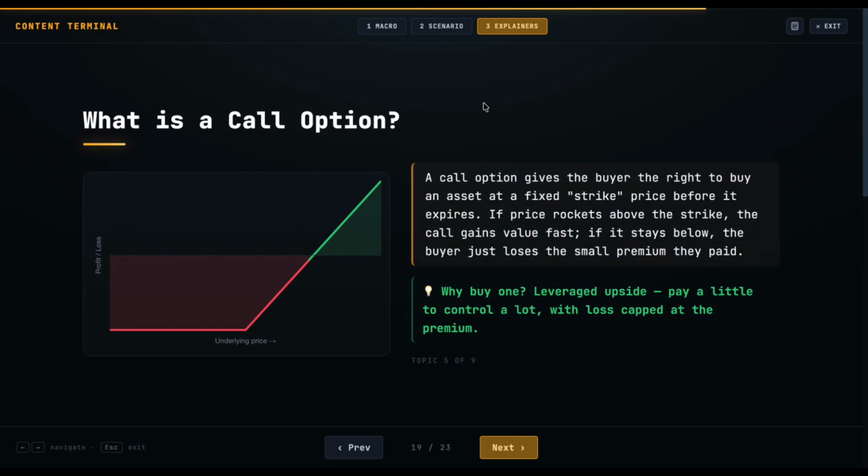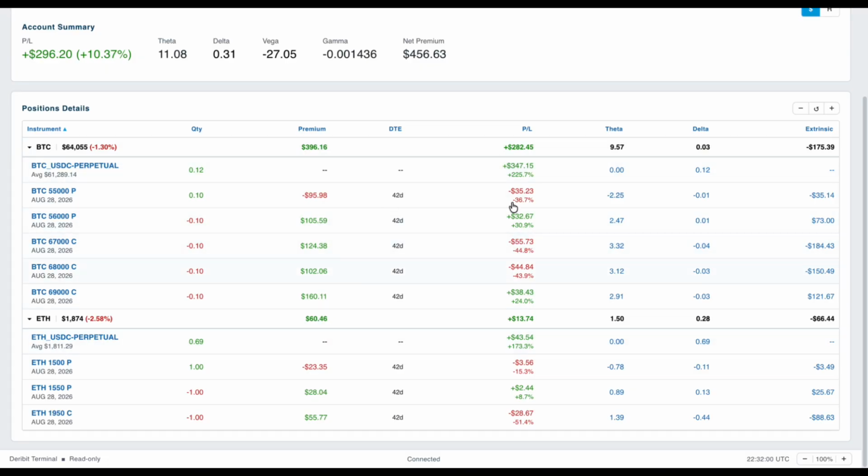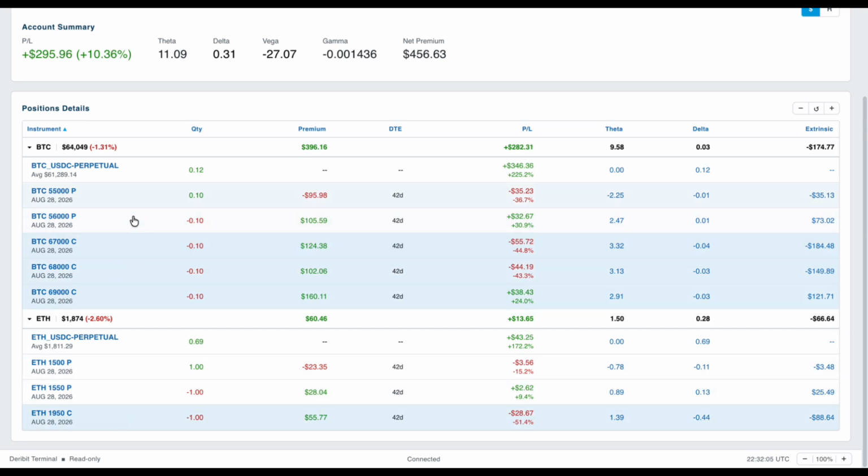So let me give you guys an example of what a call option would be in my portfolio. So you see all these C's. All these C's are basically call options, right? But then there's different types of call options. You can either buy a call or you can sell a call.